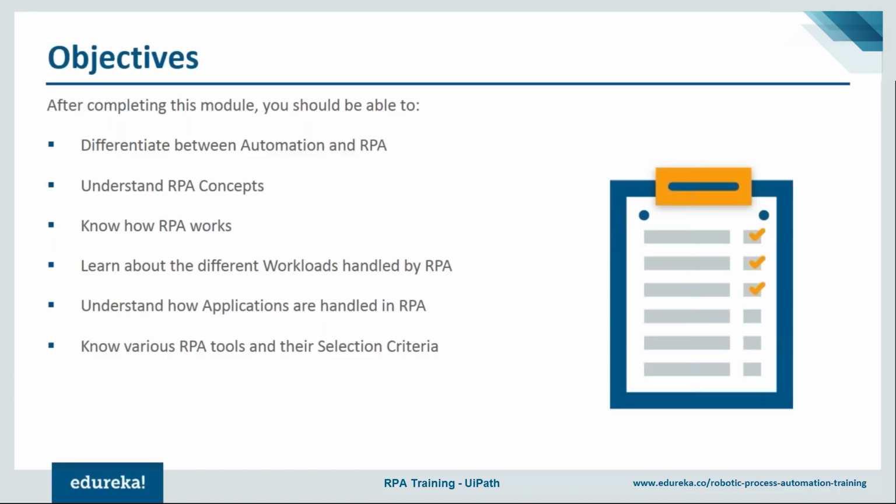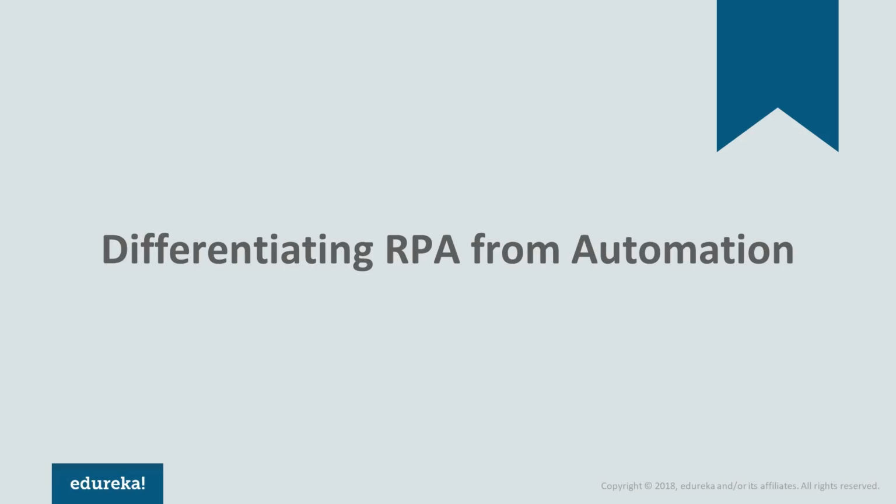Then we will see how applications are handled in RPA, which is basically how applications are developed in RPA, the different development methodologies, the exception handling part, everything will be covered in this topic. And then towards the end, we will look at various RPA tools which are available in the market and see how you can choose the best tool according to your requirement. So guys, this is our agenda for this session. Let's move on and start with the first topic of today's discussion, which is differentiating RPA from automation.